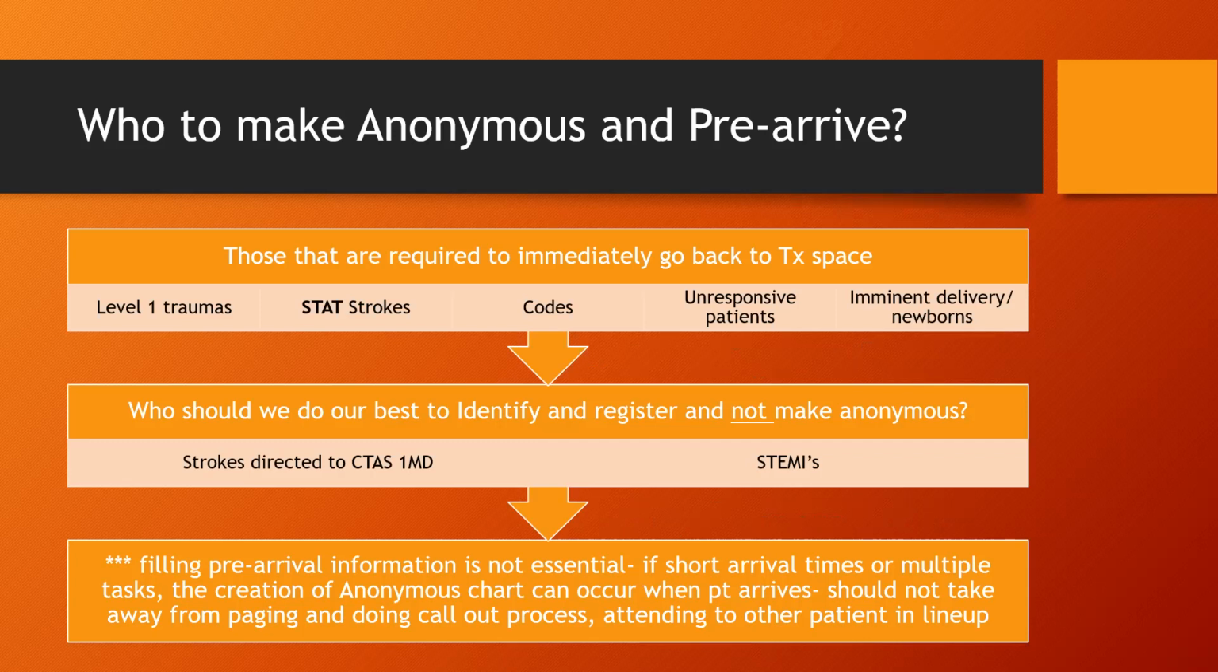So those that we feel we should make a habit of making anonymous would obviously be our level 1 traumas. If they meet the level 1 criteria and we're doing a trauma team activation, then go ahead and make them anonymous and pre-arrive them. This not only helps expedite them to the bays, but when we put pre-arrival information in and have that patient in expects, when the team is doing their pre-brief back in Trauma Bay 1, they can actually go in, look at the patient that they are expecting in the pre-arrival, open up that patient chart and actually read the documentation that we put in the pre-arrival information.